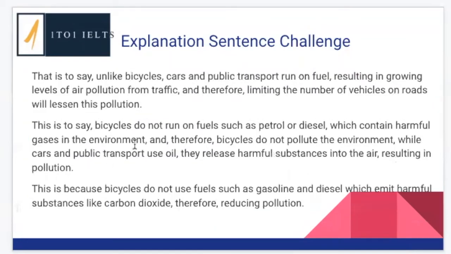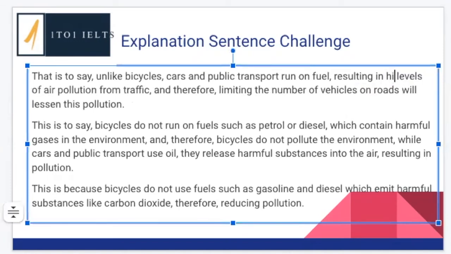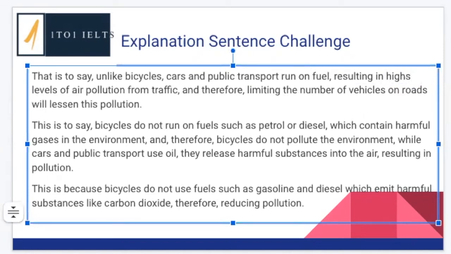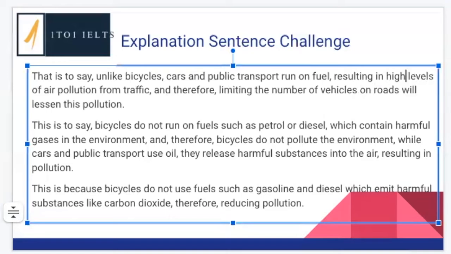So let's have a look at our next set of three. Again, we're starting this with that is to say, a nice start. So unlike bicycles, cars and public transport run on fuel, good, resulting in growing levels of air. Rather than growing, because there's no comparison here, resulting in high levels would be more appropriate here. So be careful of making comparisons when there's nothing you're really comparing with. We're not talking about anything over time. If we're just stating fact, we just have the adjectives. So cars and public transport run on fuel, resulting in high levels of air pollution.